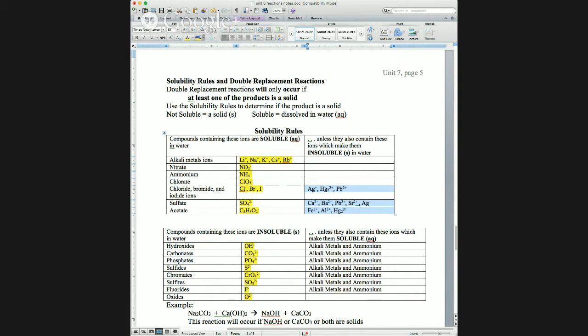Okay, so I'm going to make those, what color? I guess it doesn't really matter. Or actually, it is going to matter. I'm going to make it matter. We'll make them this light blue. Okay, so all these light blue ones are all the exceptions. Okay, so hydroxides are insoluble except when they're with alkali metals and ammonium. Okay, so that's how you're reading this.